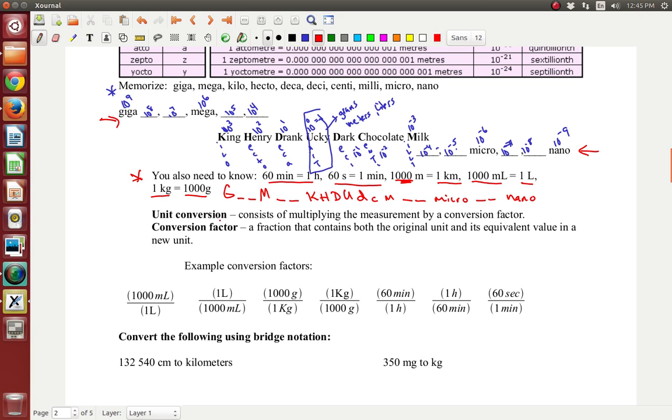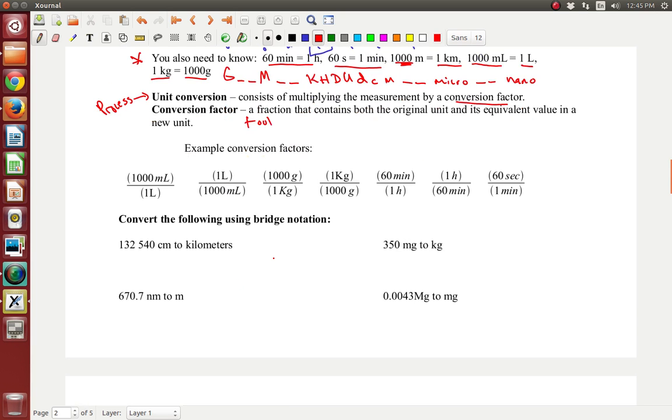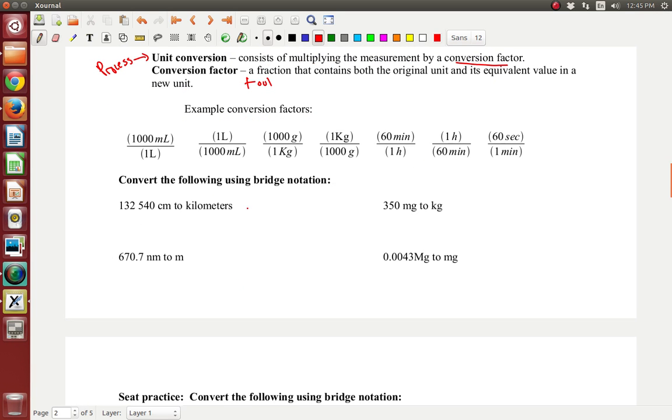Now, unit conversion is the process, and it consists of multiplying a measurement by a conversion factor. And a conversion factor is a tool that you use. Here are some examples of conversion factors. Now, 1,000 milliliters and 1 liter are exactly the same thing. If I had a container that contained 1,000 milliliters and a container below it that contained 1 liter, it would contain the exact same amount of stuff.